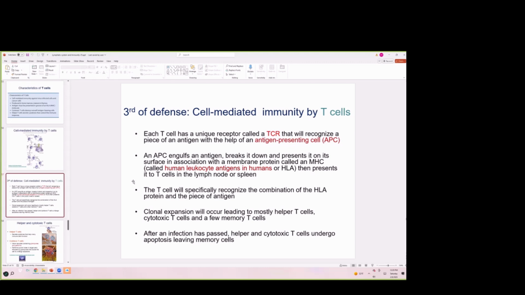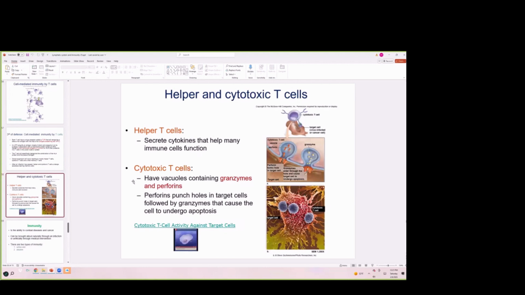And then we would call all of these cells that were in the process of engulfing and then presenting the piece of the pathogen on their surface helper cells. Because how were they helping in the process? They were bringing in the pathogen and then taking a piece of it and making it stick out. So they call those helper cells.